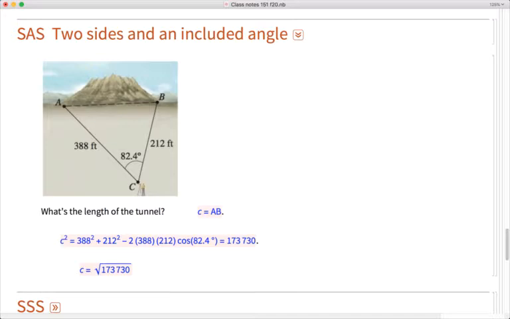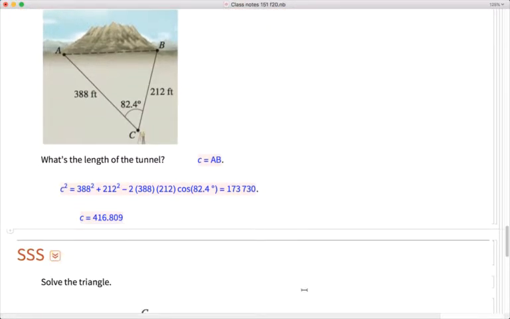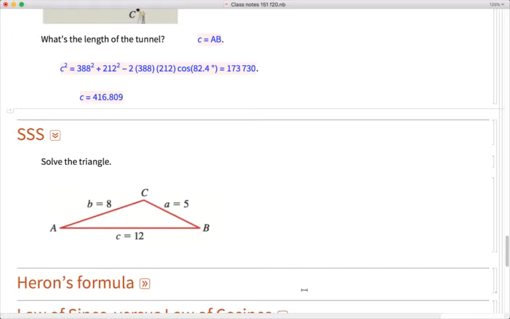All right, so this turned out to be 416.809 feet. Okay, so a nice application of law of cosines, the tweak of the Pythagorean theorem. All right, the other situation that the law of cosines allows us to solve is for a triangle when we've been given all three sides.